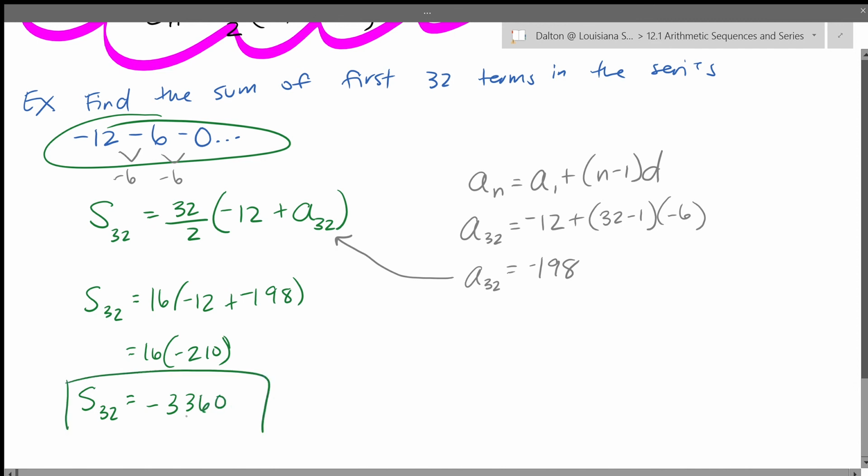3,360. If I were to literally write out all the next 29 terms, because this is already 3, right? 29, 30, 32. And then added them all together, I would get negative 3,360 if I continued the pattern of subtracting 6 each time and then adding all of those numbers together.